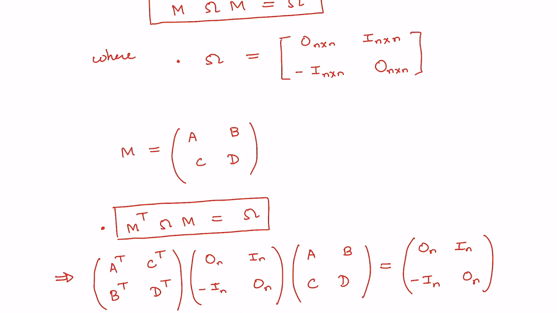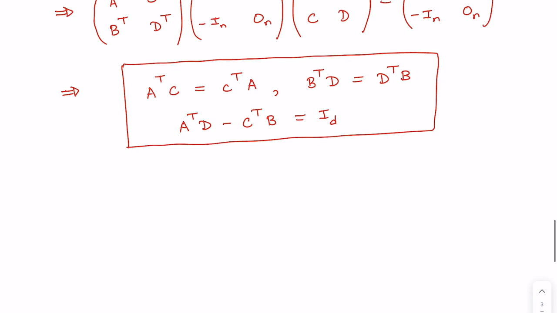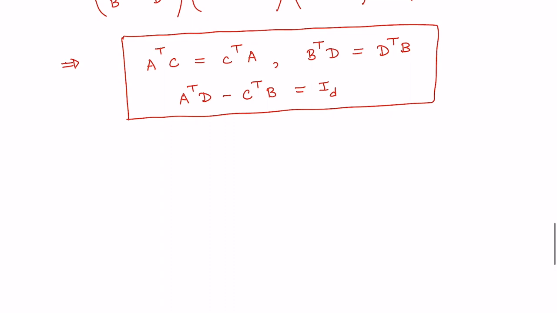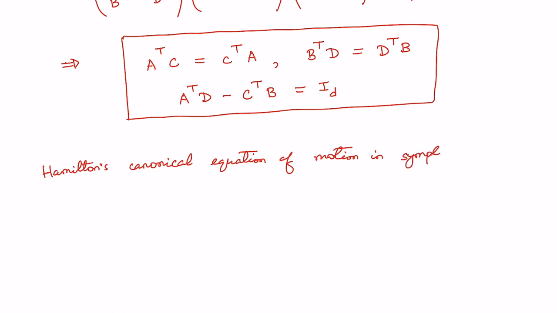Now, to give you a better understanding of symplectic matrix, let me invoke some example from classical mechanics. Let us discuss the so-called Hamilton's canonical equation of motion in symplectic form. Then hopefully you will be able to relate to this whole thing. Some of you may have studied it in classical mechanics, particularly in the classic book of Goldstein. Let us discuss it.